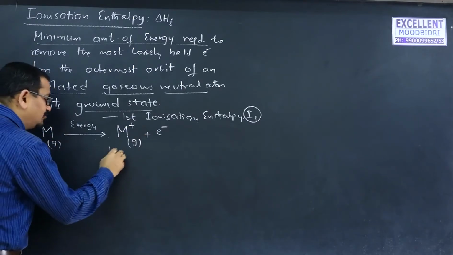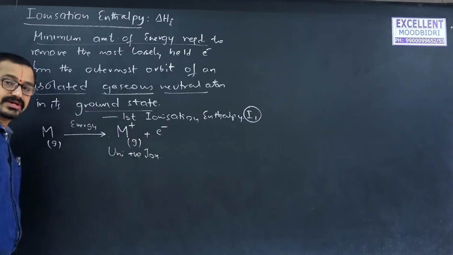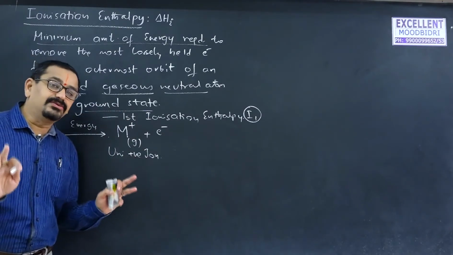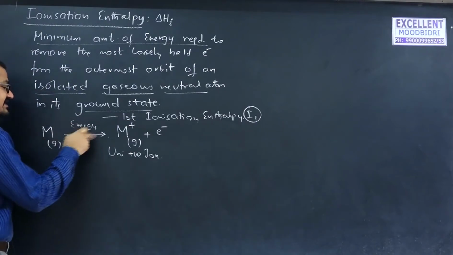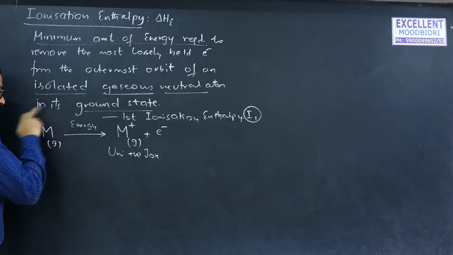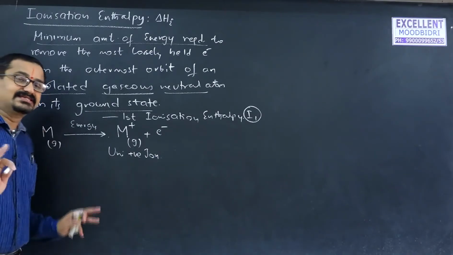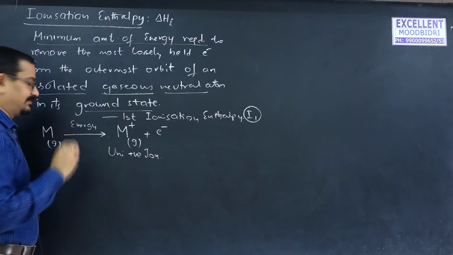This is a unipositive ion. Now, whatever the energy required to remove an electron in this way from the outermost orbit of an isolated gaseous neutral atom in its ground state is called as its first ionization enthalpy.